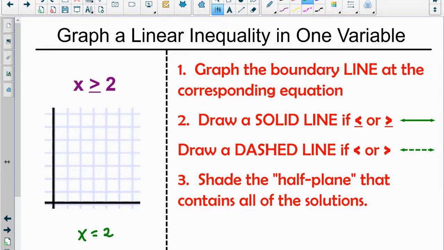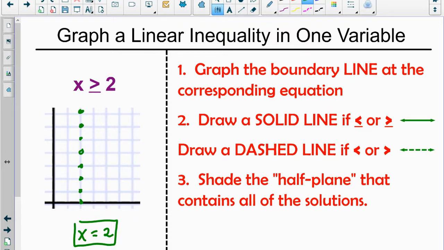You might recall from earlier this year, I believe it was Unit 1, where we graphed linear equations with just one variable. If we're graphing the equation x equals 2, we are looking for the line, in this case a vertical line, where all of the x-coordinates are exactly 2. Like (2, 0), (2, 1), (2, 2), (2, 3). All of these ordered pairs have an x-coordinate of 2. Therefore, they would be solutions to the equation x equals 2, as would any other point along that exact same line.